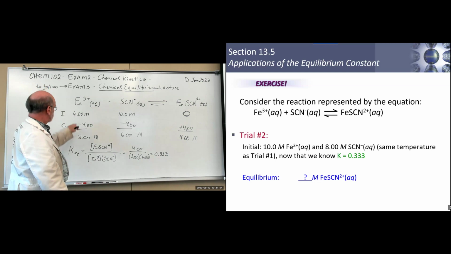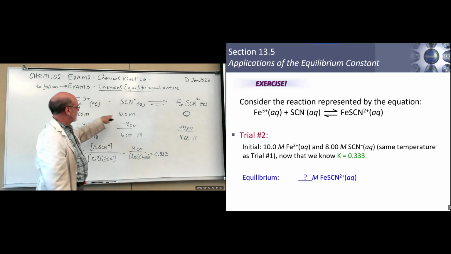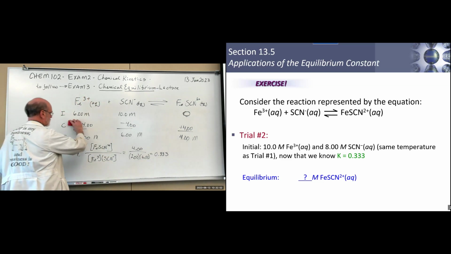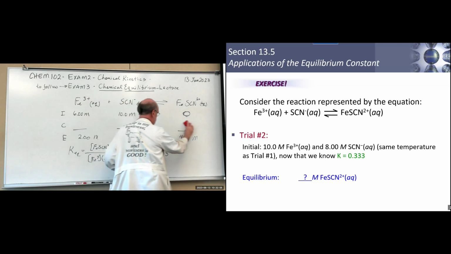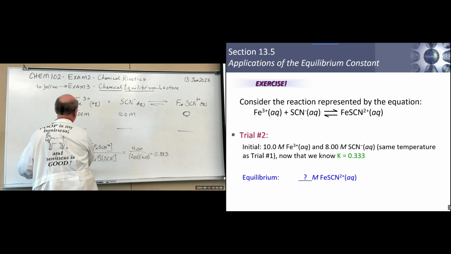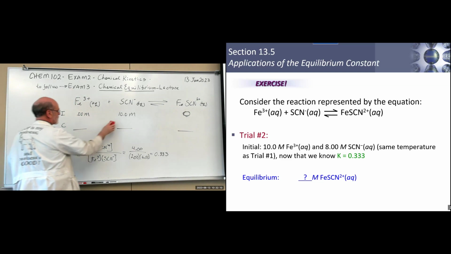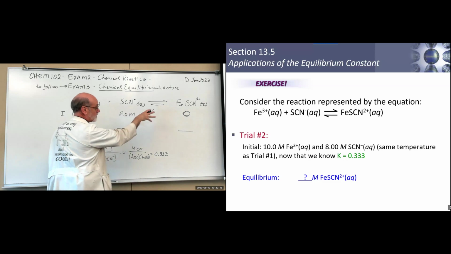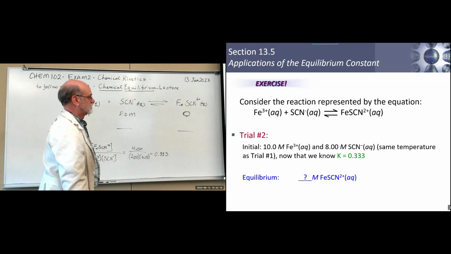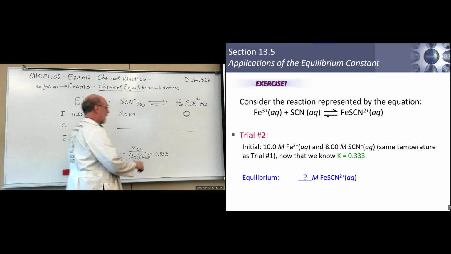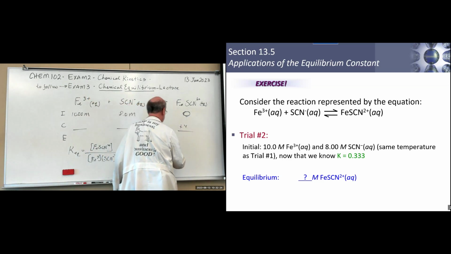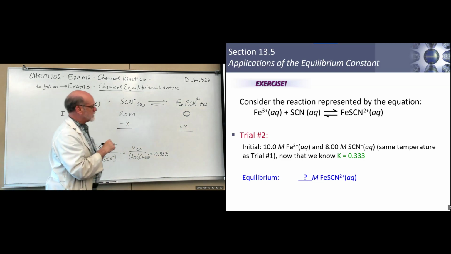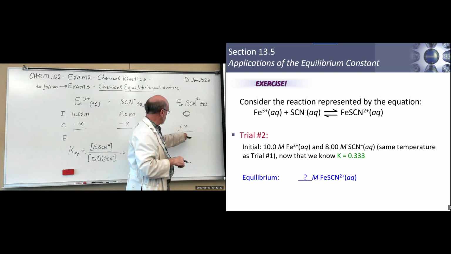So if we start off with 10 molar here and 8 molar there, let's erase that one and that one. We're going to start off with 10 here and 8 here, and we're beginning with 0 of the product. Now we're going to add X here, subtract X here, and subtract X here. And the question is, what's the molar concentration at equilibrium of this value?